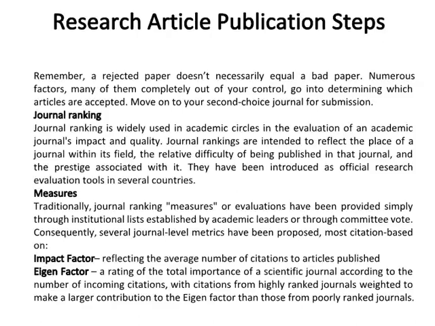Measures. Traditionally, journal ranking measures or evaluations have been provided simply through institutional lists established by academic leaders or through committee vote. Consequently, several journal-level metrics have been proposed. Most citation based is the impact factor, reflecting the average number of citations to articles published. Eigenfactor, a rating of the total importance of a scientific journal according to the number of incoming citations, with citations from highly ranked journals weighted to make a larger contribution to the eigenfactor than those from poorly ranked journals.